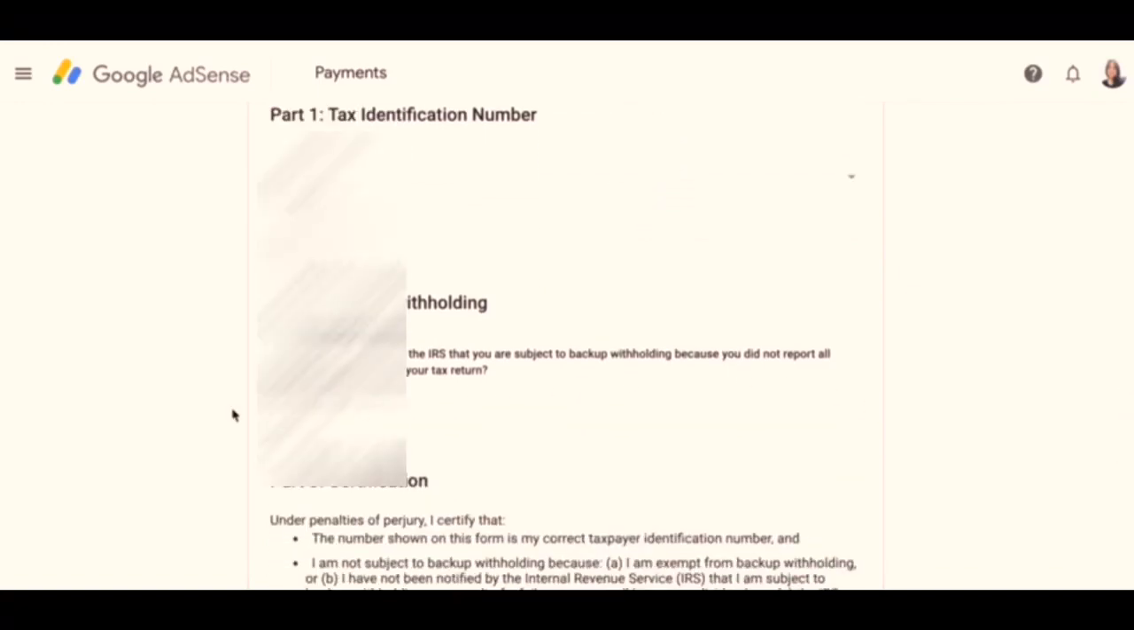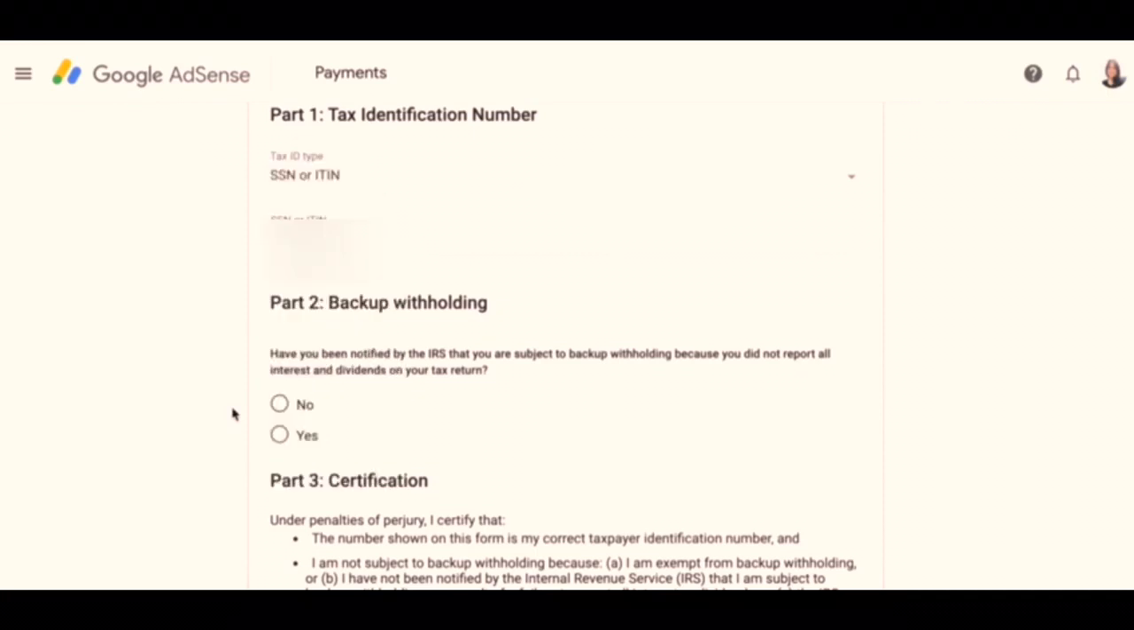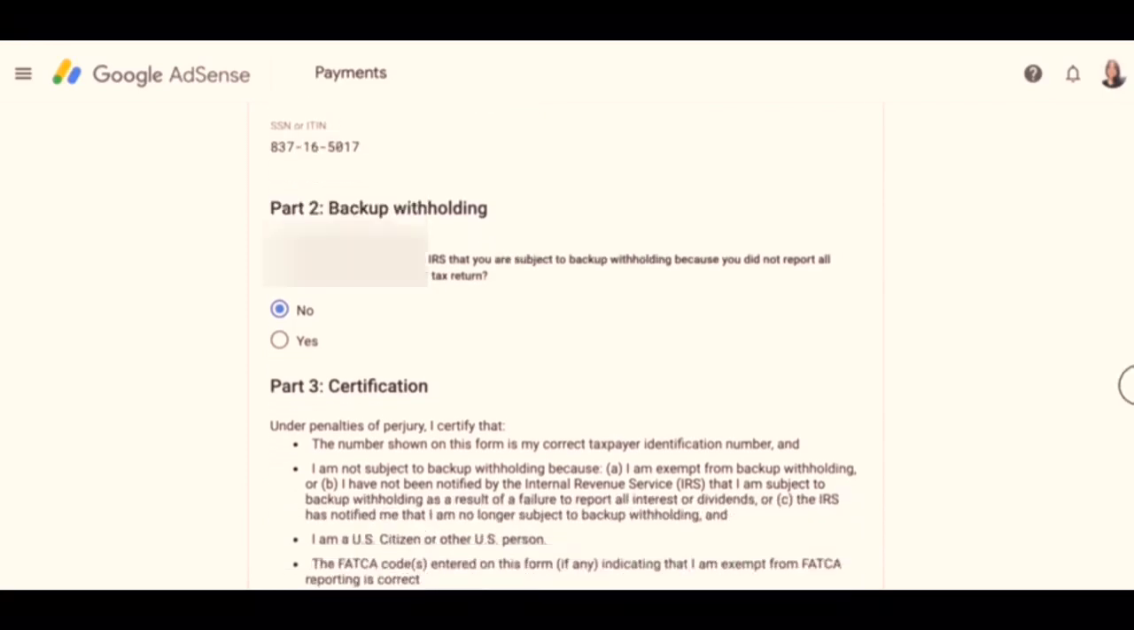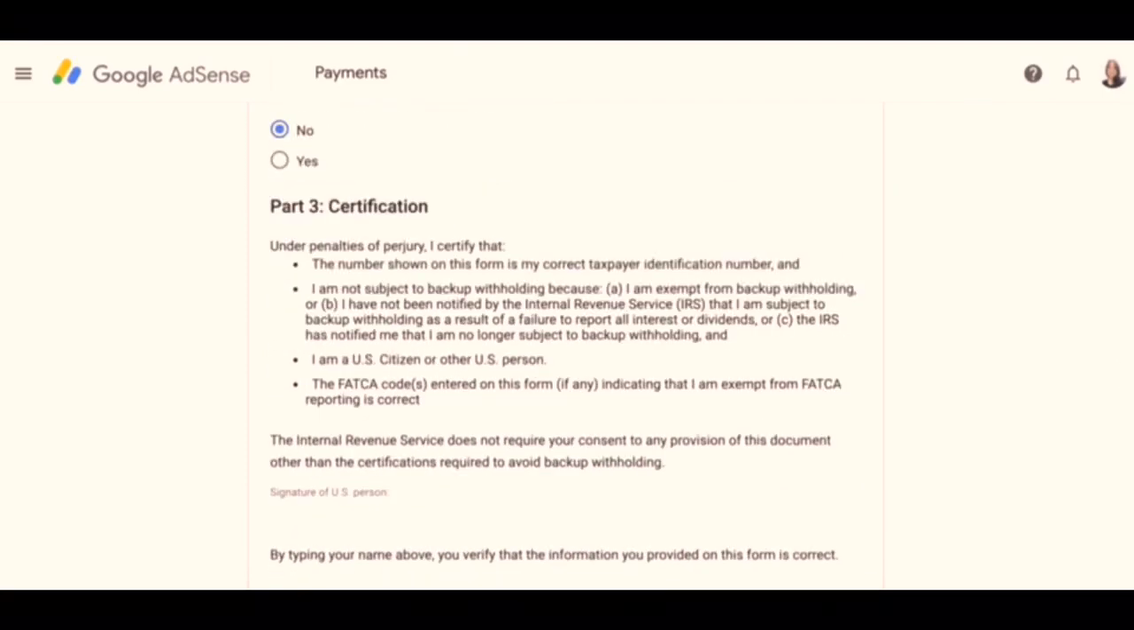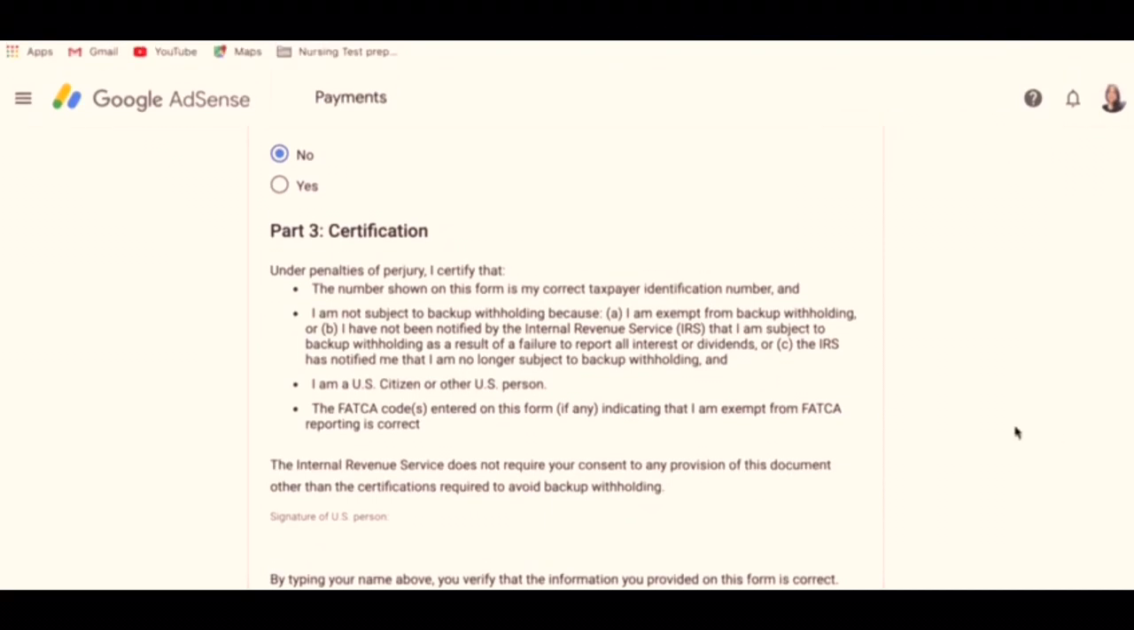Have you been notified by the IRS that you are subject to backup withholding because you did not report all interest and dividends on your tax return? No, because I'm not that kind of person. I'm a good citizen here in the United States. So, part 3, certification. You can read this one, guys.